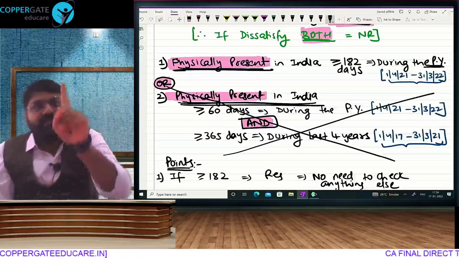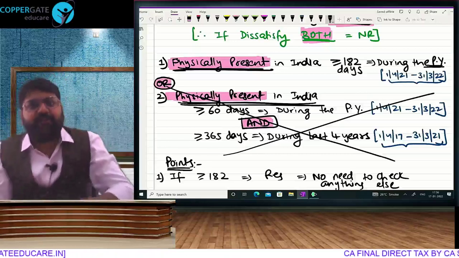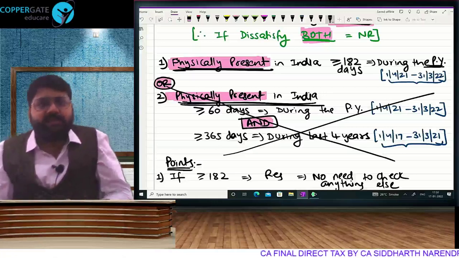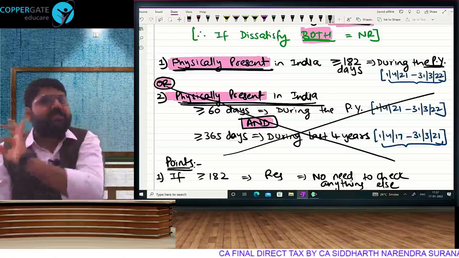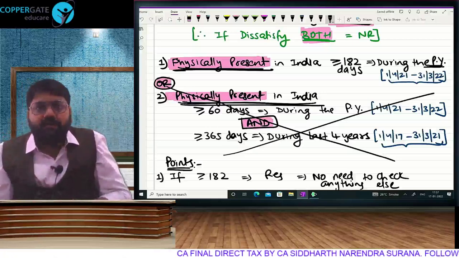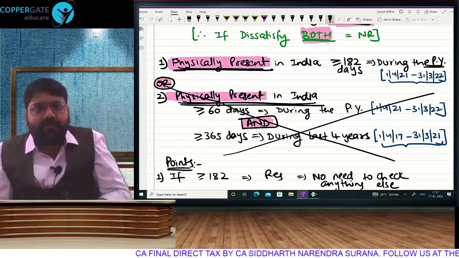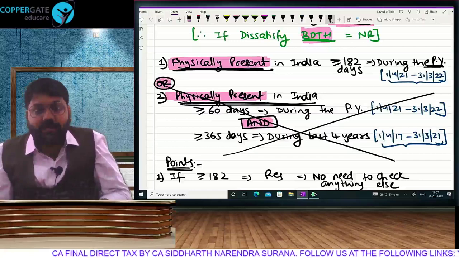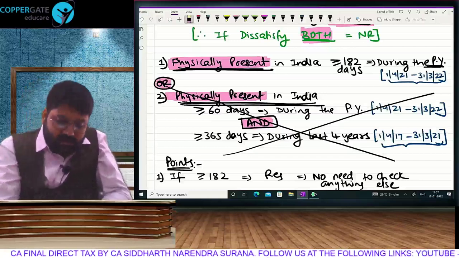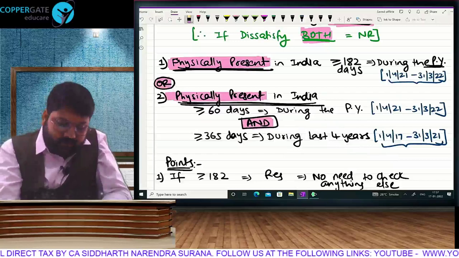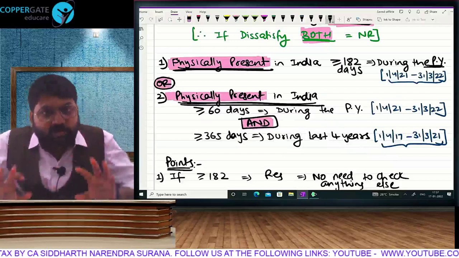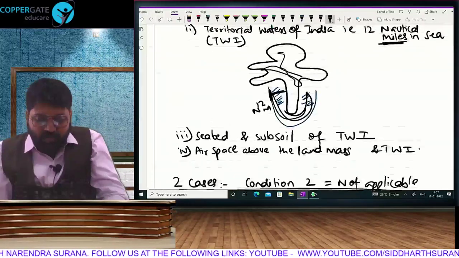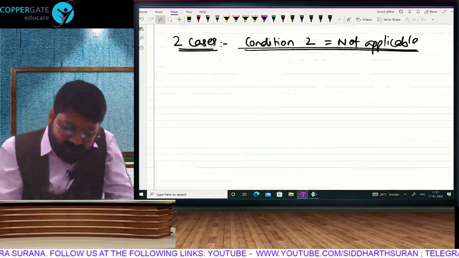For these two assessees, there is only one way of becoming resident, and that only way of becoming resident is being in India for a period of 182 days during the previous year. The 60/365 condition is not applicable. Only 182 is applicable. You don't cancel, huh? Because I use technology. If I cancel, I can remove this like this. Condition 2 is applicable in income tax. It is just not applicable for two assessees.